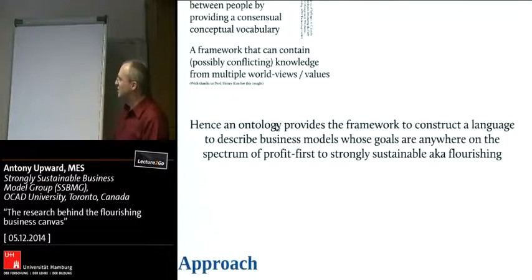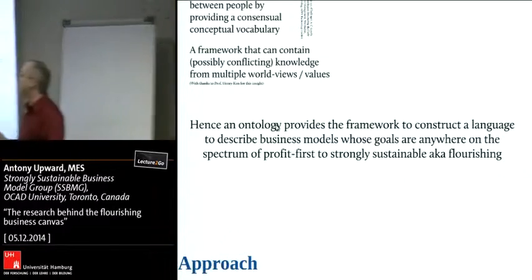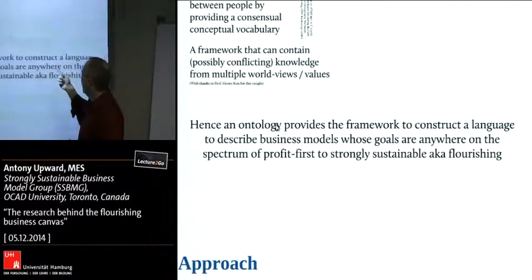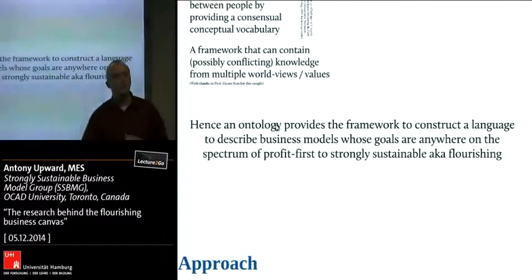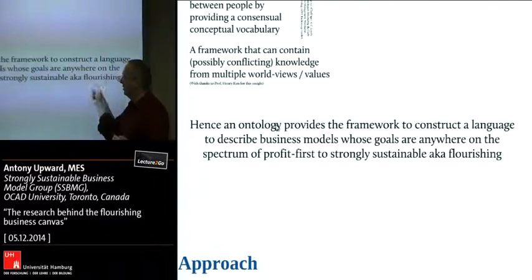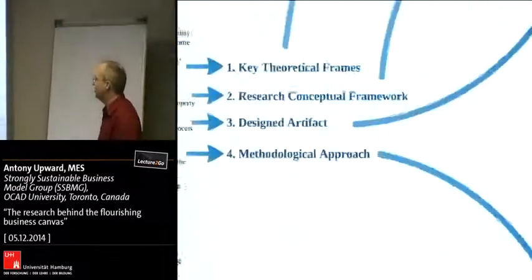So it gives us the framework to describe a business model whose goals, the objectives, the values of the people doing the describing, are anywhere on a spectrum from we agree Milton Friedman was 100% correct, to we have a goal to create the possibility of flourishing. So we can do that in one ontology.